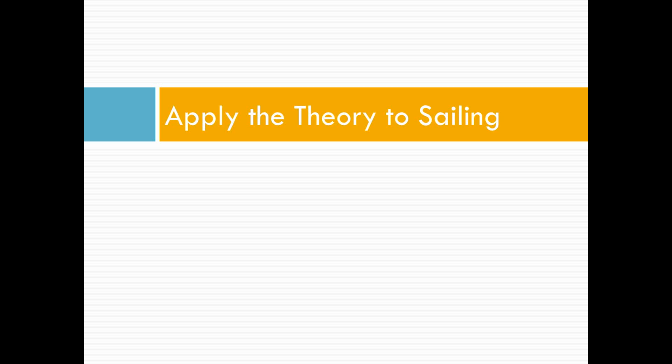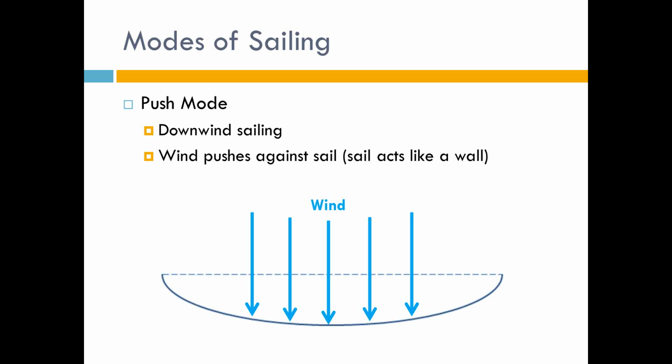And now we'll apply everything we just talked about to sailing specifically. So two modes of sailing that we'll talk about is push mode and pull mode. So push mode, you won't see more than just this one slide here, but push mode only occurs in the downwind sailing, and basically it's the wind just pushing against your sail and your sail is acting like a wall. So when you're sailing downwind, you just want to make your sail as big as possible, get as much area in way of the wind so that it can push against it.